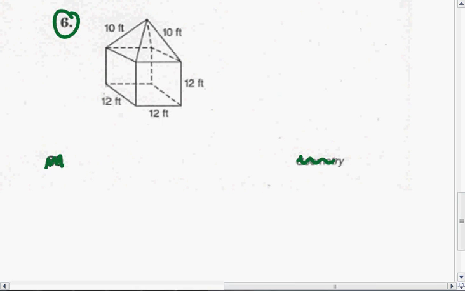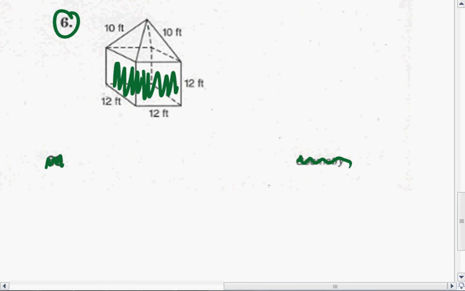So looking at two things at this problem. First of all, we have two different shapes making this composite figure. We've got a box down at the bottom, a rectangular prism, and we have a pyramid up on the top. So there are two different figures we're finding the volume for. Let's do the easy one first, which would be the box down at the bottom, the prism.